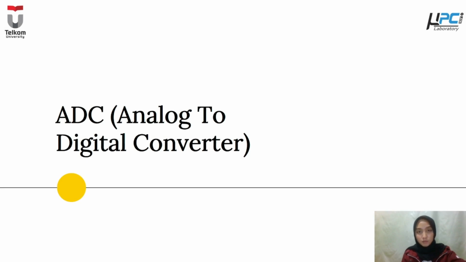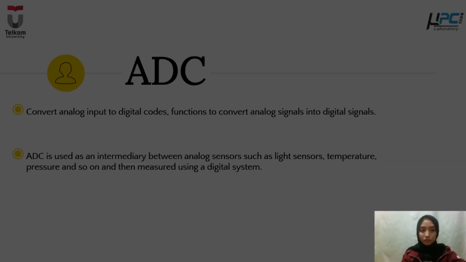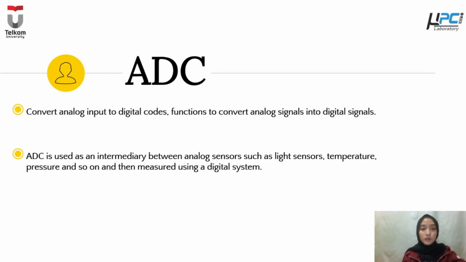Next, let's talk about ADC. It stands for analog to digital converter. ADC converts analog input into digital codes. The function of ADC is to convert analog signals into digital signals. ADC is used as an intermediary between analog sensors, such as light sensor, temperature, pressure, and so on, and then measured using a digital system.